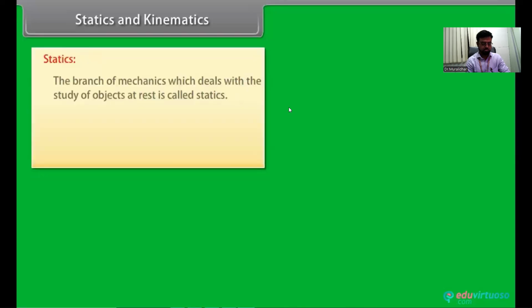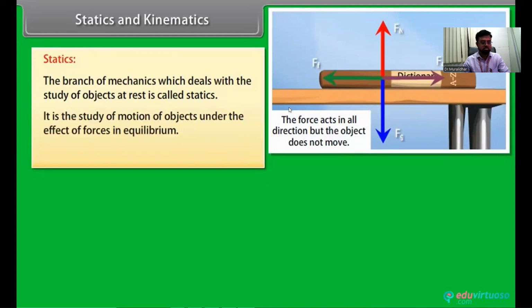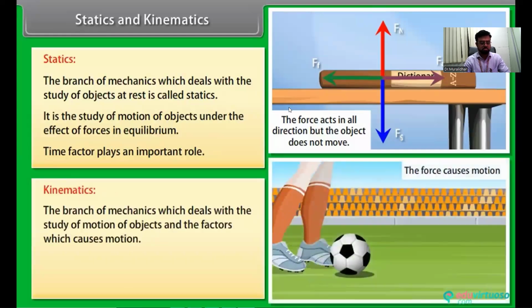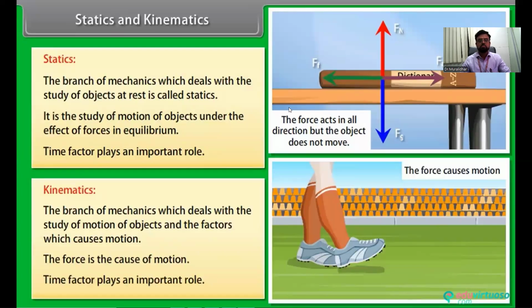Statics. The branch of mechanics which deals with the study of objects at rest is called statics. It is the study of objects under the effect of forces in equilibrium. Time factor plays an important role. Kinematics. The branch of mechanics which deals with the study of motion of objects and the factors which cause motion. The force is the cause of motion. Time factor plays an important role.